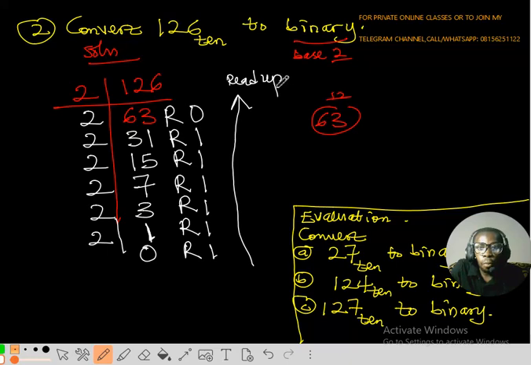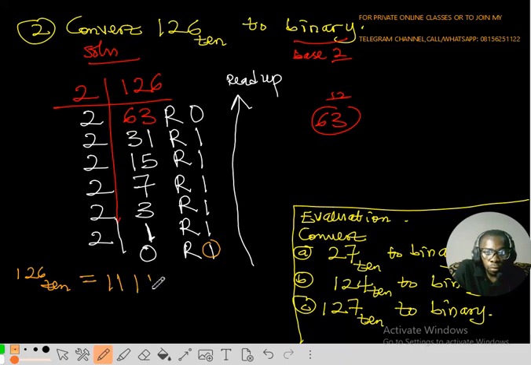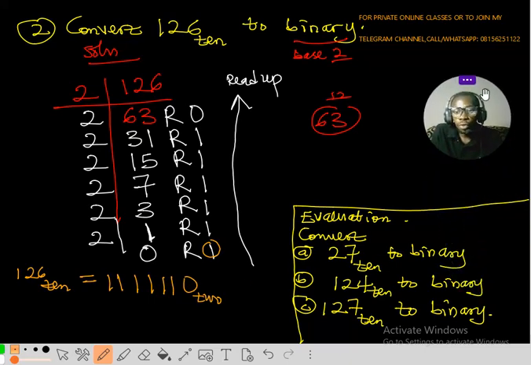Read up. That reading up simply means pick the values from the last part up. So you can now write it down. 126 base 10 is the same thing as, start from the last number there, 1 1 1 1 1 1 0. How many 1s? 1 2 3 4 5 6, with 0, and that is in base 2. So you have converted 126 base 10 to a number in base 2. So that has been converted.